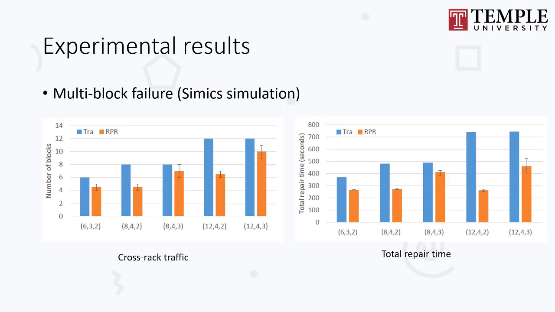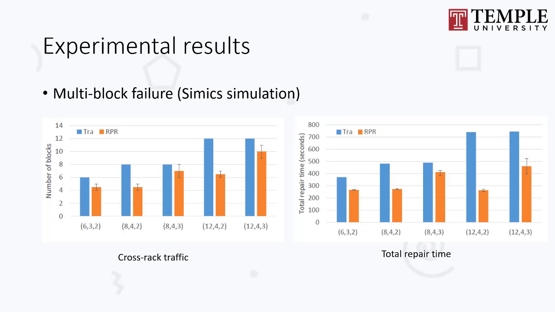As discussed before, RPR also supports the multi-block failure scenario for any RS(N,K) code, while CAR only focuses on the single failure scenario. With respect to the cross-rack transfer traffic, RPR uses an average of 29.35% and up to 50% less cross-rack data transfer compared to the traditional repair scheme, as shown in the left subfigure. The results in the right subfigure show that RPR reduces the total repair time by an average of 40.75% and up to 64.5% compared to the traditional repair scheme.